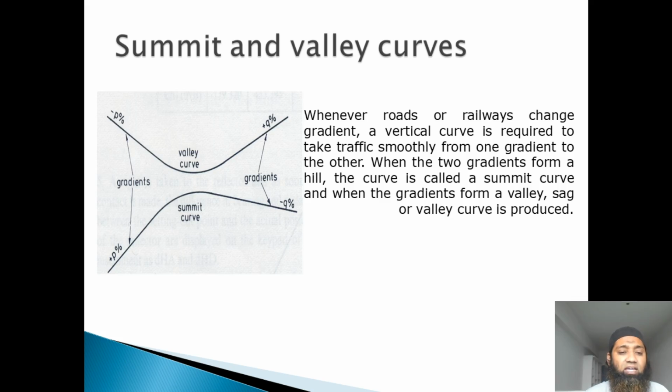You can see it is forming a hill. That curve is called a summit curve. And when the gradients form a valley or a downhill area, that is called a sag or a valley curve. So you must have understood what is a valley curve and what is a summit curve here.